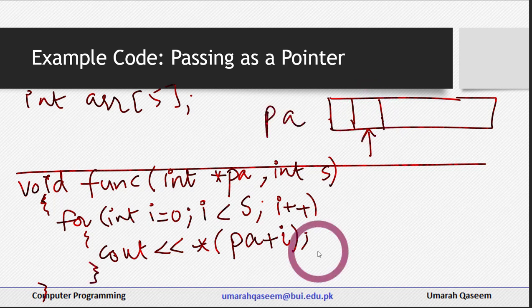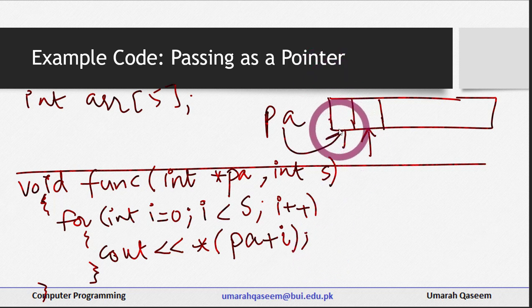What is pa actually? pa is actually pointing towards the first memory location of the array. So when I added 1 to it, when i was 1, it started pointing to the second memory location of the array. And when i is equal to 2, then 2 memory locations will be added to pa, and 2 memory locations means the third element, or the second index, right? This index, and so on.